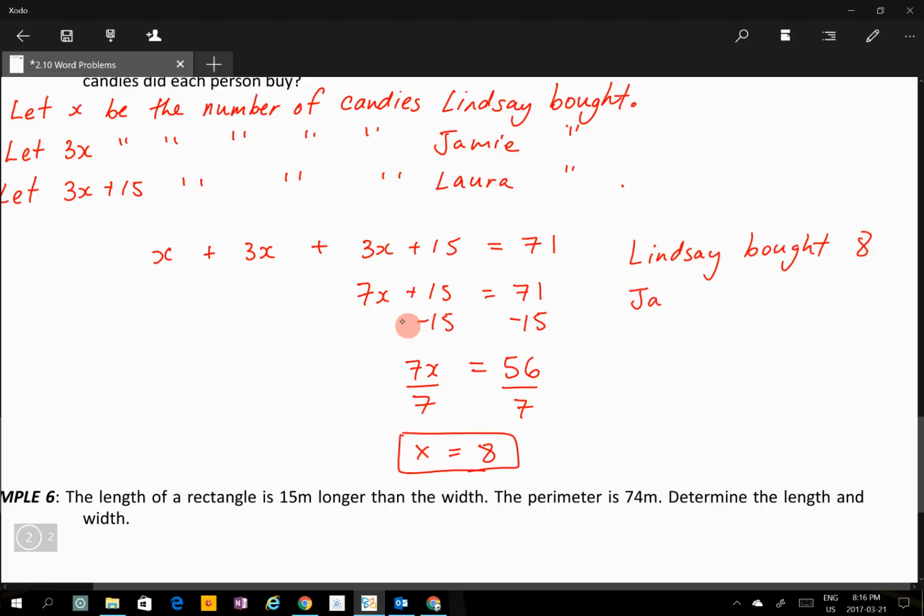How many did Jamie buy then? Well, Jamie bought 3 times as much. So Jamie bought 8 times 3, which is 24. And then we know Laura bought 15 more than Jamie. So 24 plus 15 is 39.